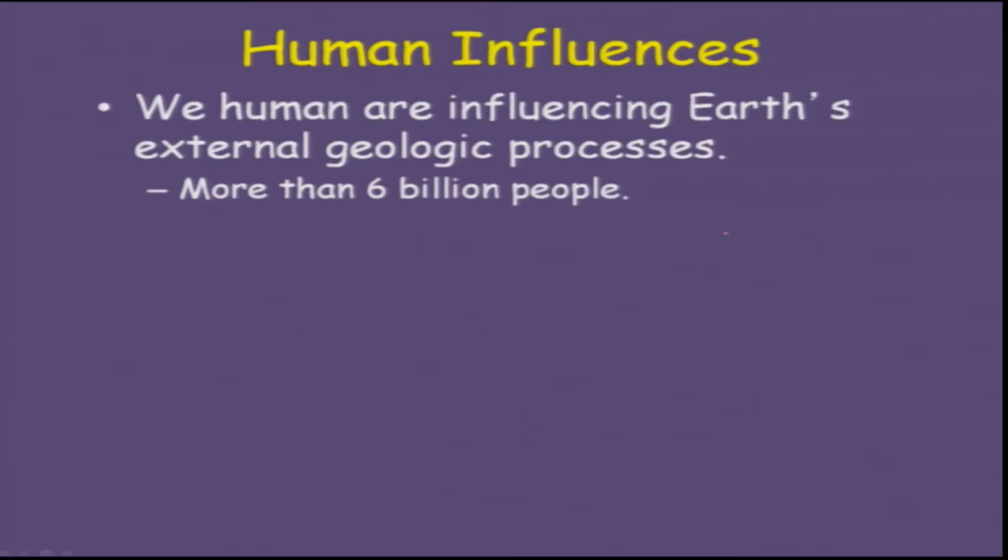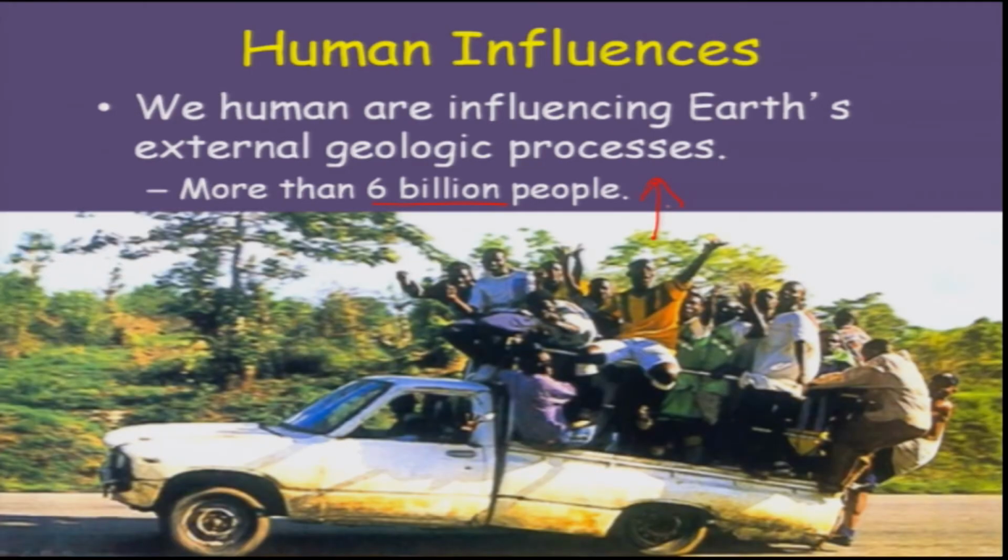So, human influence. What is the human influence we are looking at? We humans are influencing Earth's external geological processes. We are not capable of doing something to change the internal processes, but we are influencing the external geological processes. Now, we are more than 6 billion people. The population has gone up extremely high, and we are disturbing the system. What we have done is overload the system.